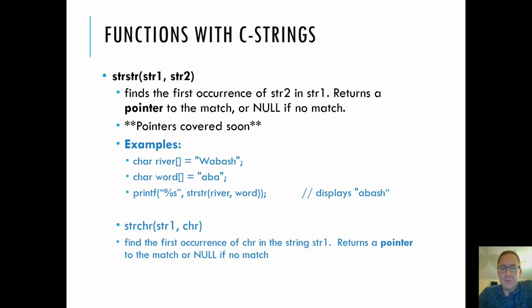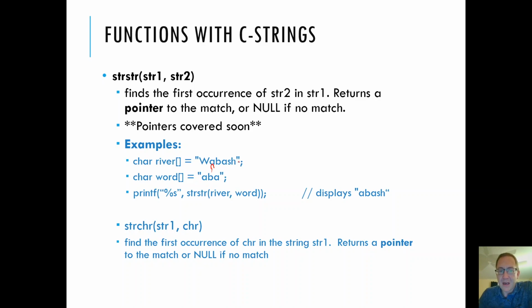So here's my source. It's Wabash. The word I'm looking for is ABA. And I'm going to call string string with Wabash and ABA. It's going to find where ABA exists. It's right here, the first occurrence of ABA. And this is where it gets a little weird: it returns a pointer to where the ABASH is. So it points to right here, and so I will get all the text from the A all the way down afterwards. When I print it off, I will get wherever this thing is pointing all the way down.